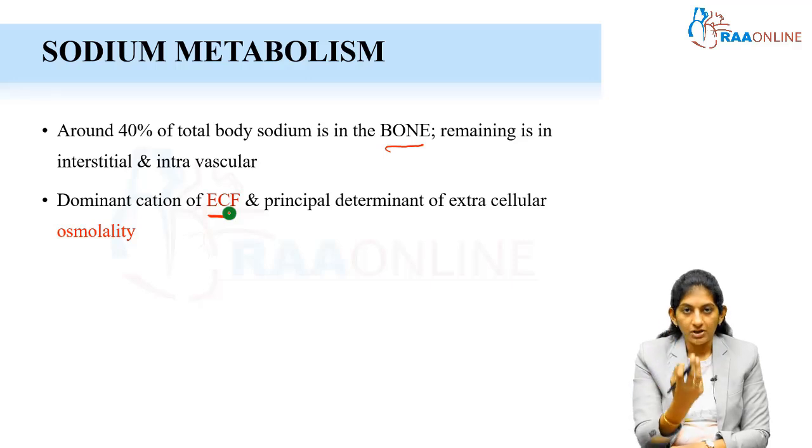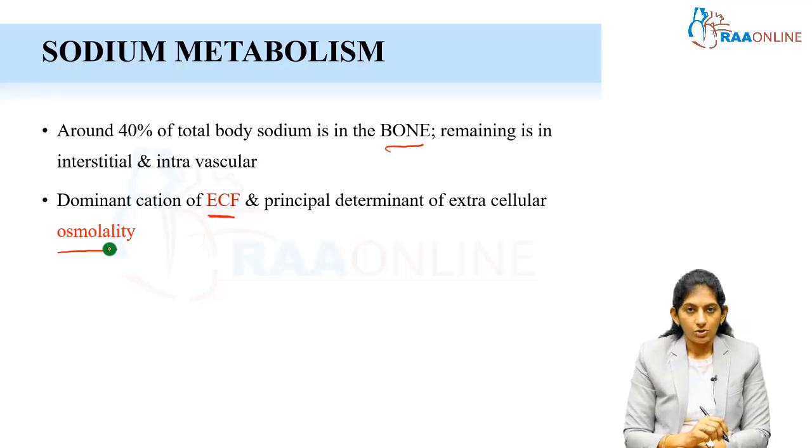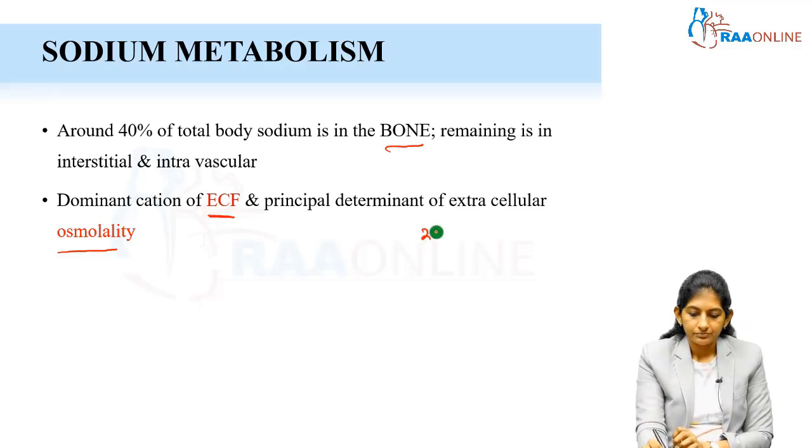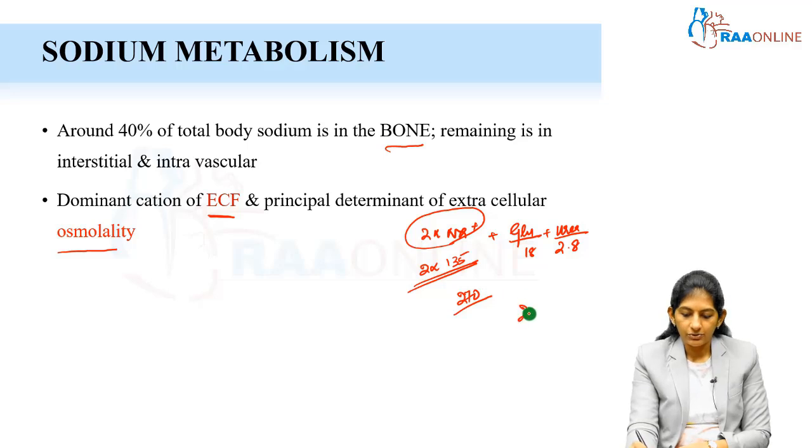And the presence of sodium will determine the osmolality, isn't it? You know the formula for osmolality: 2 into sodium plus glucose by 18 plus urea by 2.8. 2 into sodium, say the sodium is 135. So 2 into sodium will be 270. What is our normal osmolality? It will be somewhere around 285 to 290 or 295, right? So among this 285 or 290, 270 will be sodium.